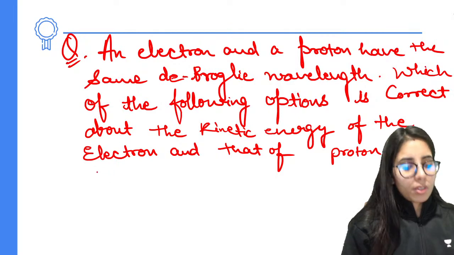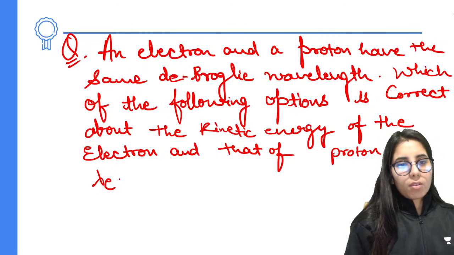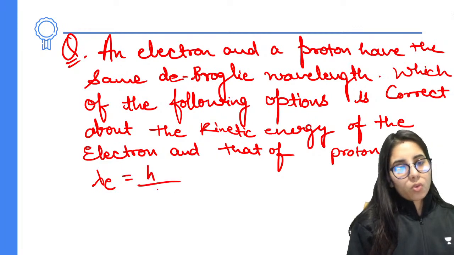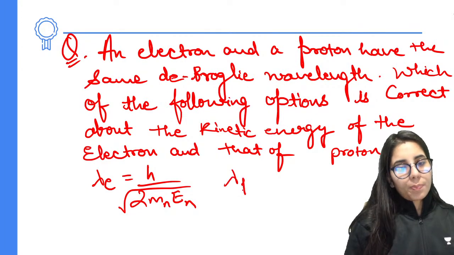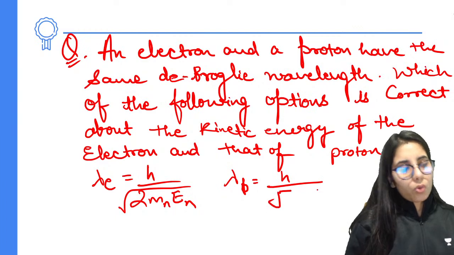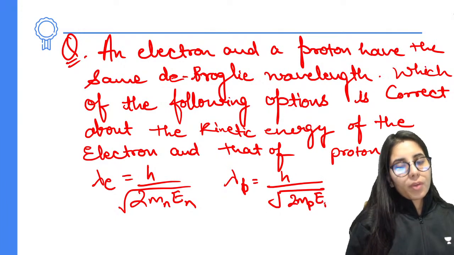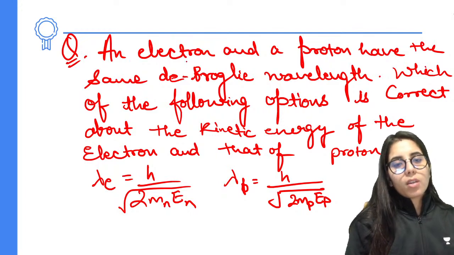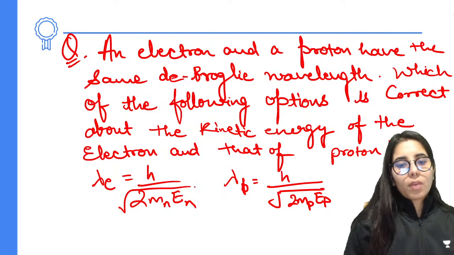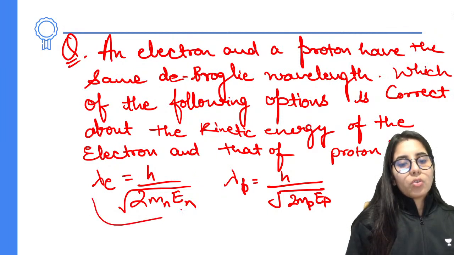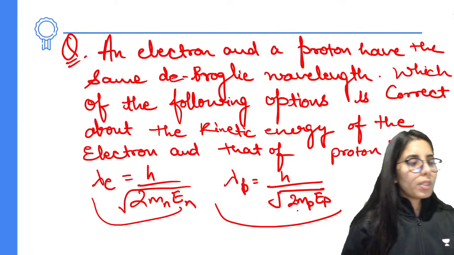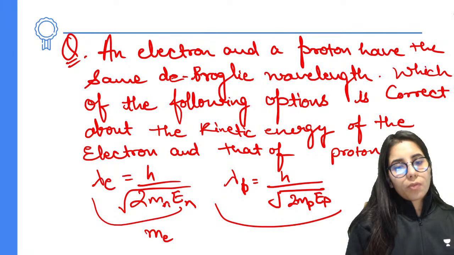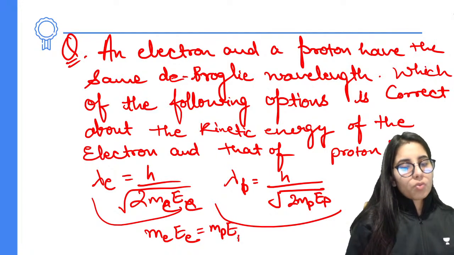So first of all, we have to consider the generalized formula for the wavelength. That is lambda E is equal to what? h upon root 2 m_e E_e. Next thing, lambda P is equal to h upon root 2 m_p E_p. Now see, they have given us the statement an electron and a proton have the same de Broglie wavelength. So you will be equating them basically. These two relations, you will equate them. You will be taking them equal. So when you equate them, what you will get? For electron we have written suffix E, so m_e E_e is equal to m_p E_p. This is what you will have.